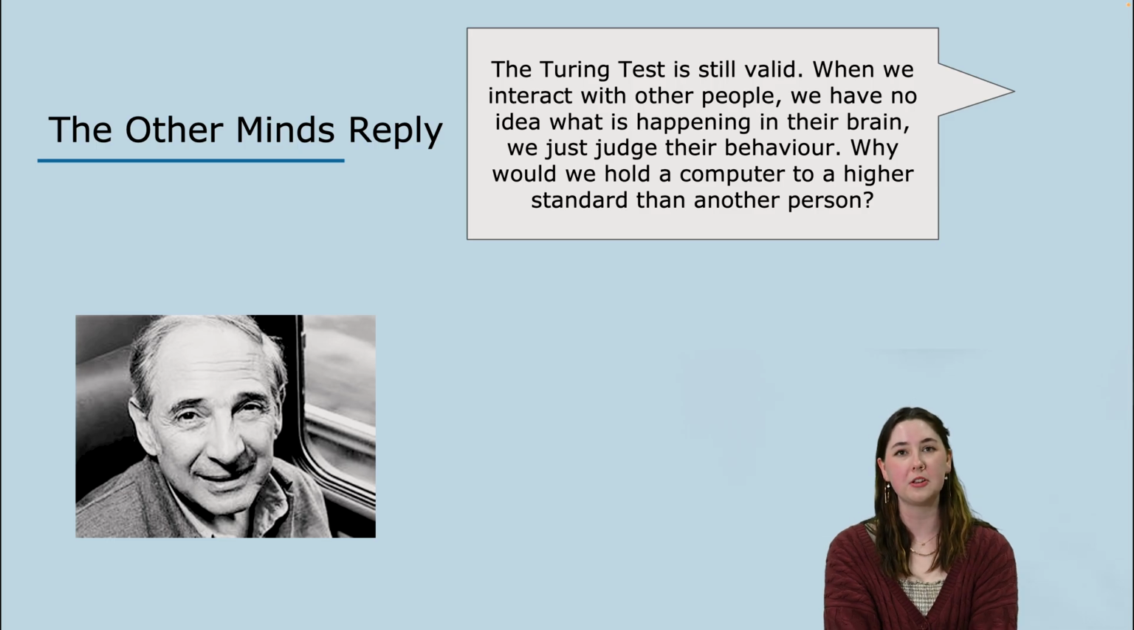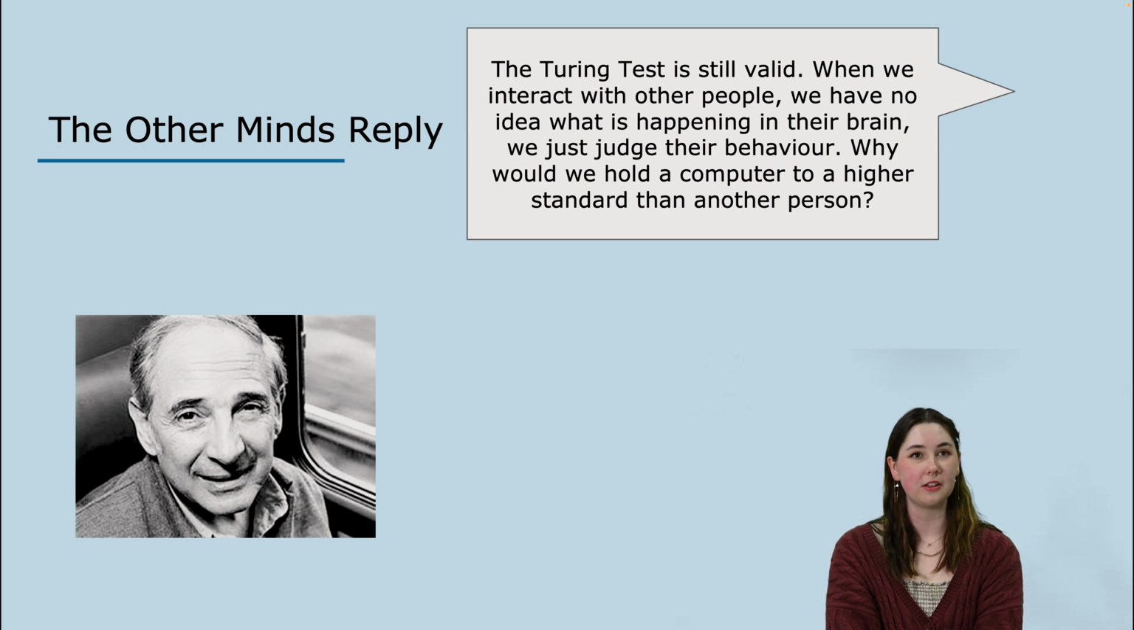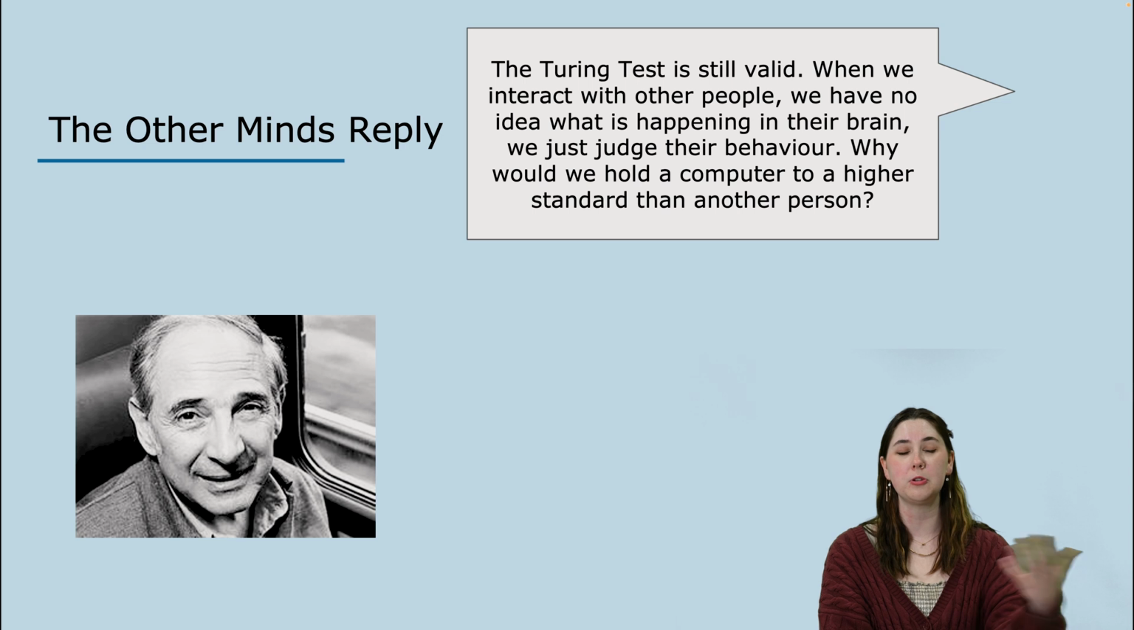So our next argument is called the other minds reply. This one's really interesting to me. So the other minds reply goes, well, the Turing test is still valid. When we interact with other people, we have no idea what is happening in their brain. We just judge their behavior. Why should we hold a computer to a higher standard than another person?